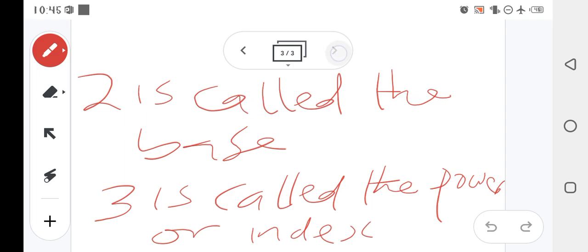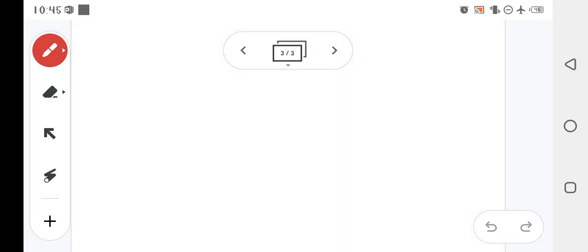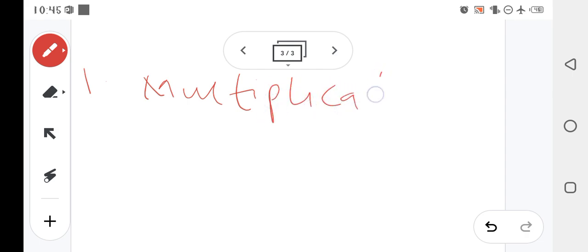So the next thing is that we'll be talking about the laws now properly. So the first law we have is the multiplication law. This law states that when two numbers with equal base are being multiplied, their powers are added. So it means that if you have two numbers multiplying each other, their powers will be added on the condition that the base must be the same.